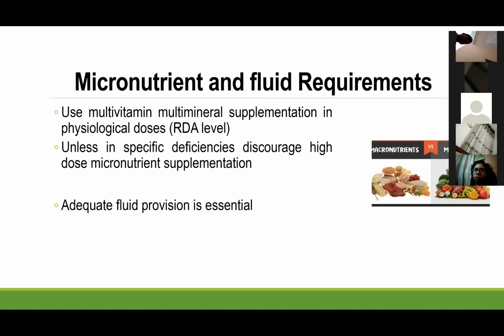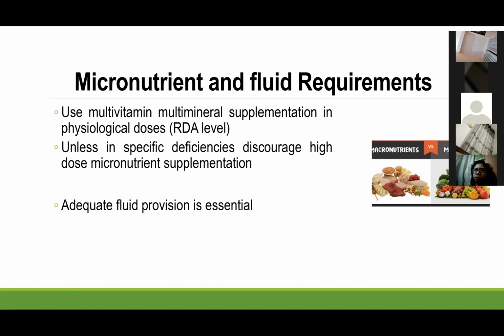Then the other major component is the micronutrient and fluid requirements. That is very important. Everybody always forgets about the vitamins and minerals, and they need at least physiological doses to meet their daily allowances of multivitamin and multimineral supplementation. At the same time, if they don't have any specific deficiencies, they don't need high-dose micronutrient supplementation. This is very important because it's not necessary to give high doses. Sometimes giving high iron and such will act in a harmful way rather than a good way. And the other major component is adequate fluid.